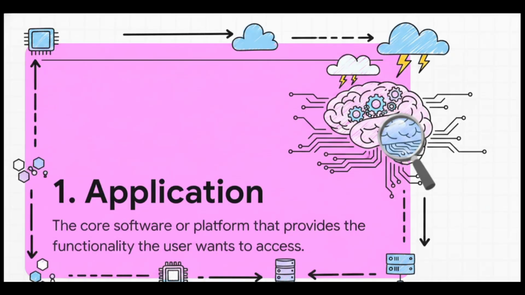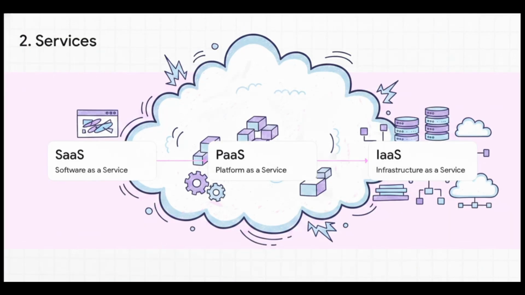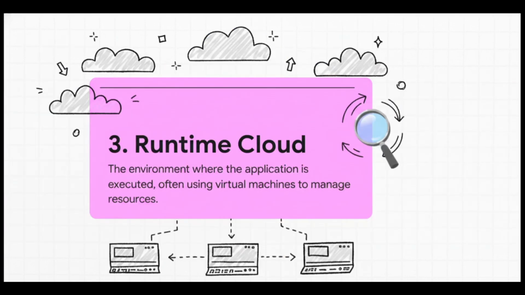You can think of this as the brains of the whole operation. It's the core software that has all the logic, all the rules for whatever service it is you're trying to use. Now, that application gets delivered to you through a service model. This basically defines how the cloud is giving you access. It can be something like software as a service, where you get a finished product like your email, or platform as a service, which gives developers the tools to build their own apps. And it goes all the way down to infrastructure as a service, which is just the raw servers and storage for people who want total control.